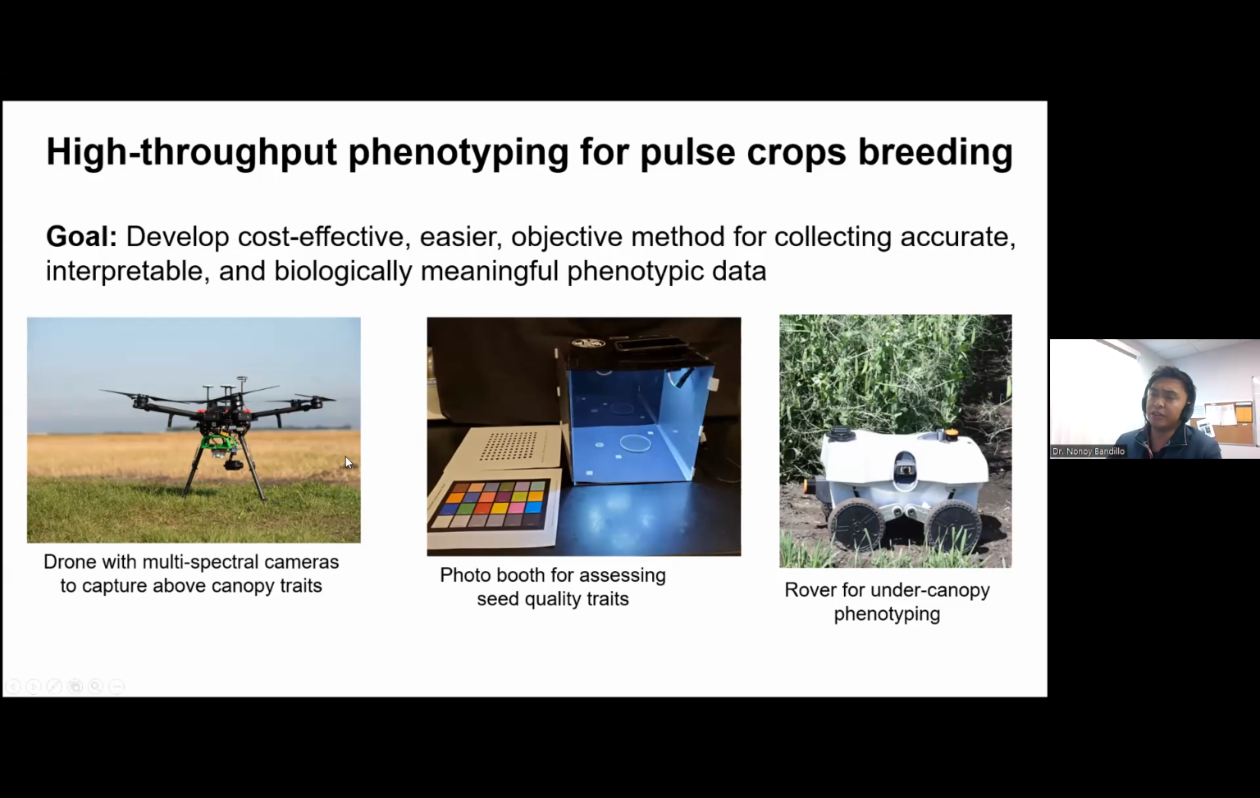Right now, these are the technologies that we are exploring in the program. We have a drone with multispectral cameras. Mostly the target traits here are the above-canopy traits. And we have a photo booth, just developed by one of my grad students, for assessing seed quality traits, which is really cool. The problem with a drone is that it doesn't capture the phenotype under the canopy, and I feel like a rover like this would be very useful for that purpose.